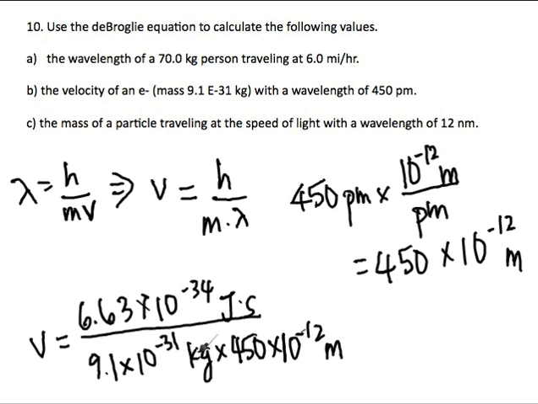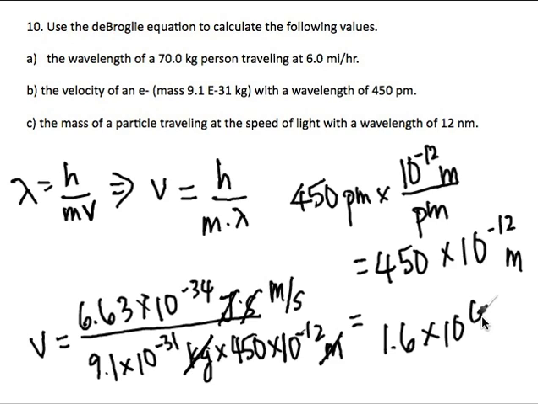So like in question A, you can check to make sure that the units will cancel out, but here I'll just show that with joules, all these will cross out and we'll be left with meters per second. Therefore, we will be left with the answer 1.6 times 10 to the 6 meters per second.